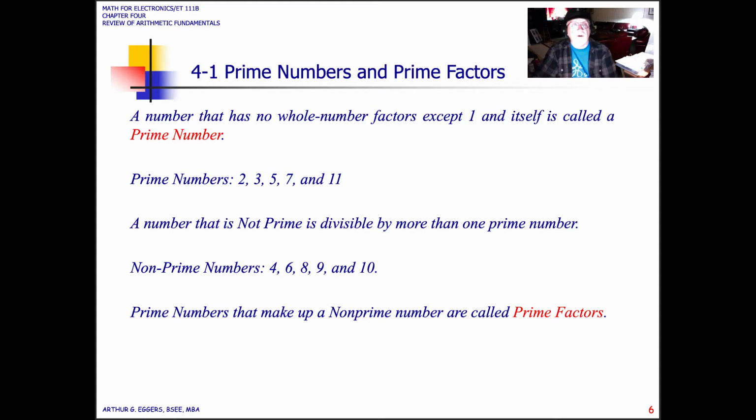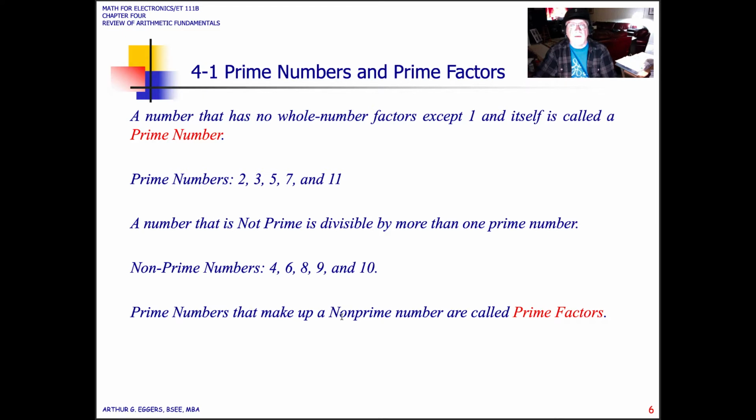A number that is not prime is divisible by more than one prime number. So what are the non-primes? 4, 6, 8, 9, 10. Why? Because I can divide 2 into 4. I can divide 2 and 3 into 6. I can divide 2 and 2 and 2 into 8. I can divide 3 and 3 into 9. I can divide 2 and 5 into 10. So they are not considered prime numbers because they can be factored down to prime numbers.